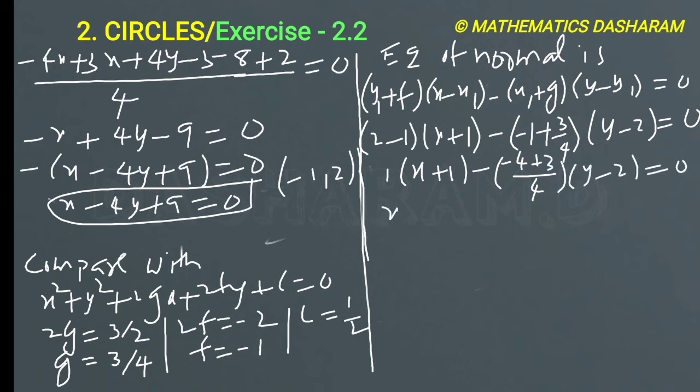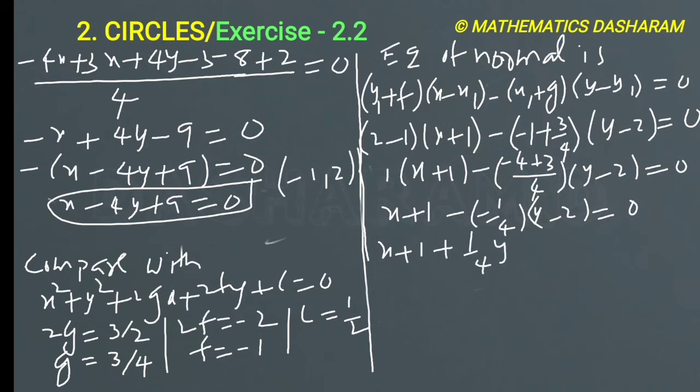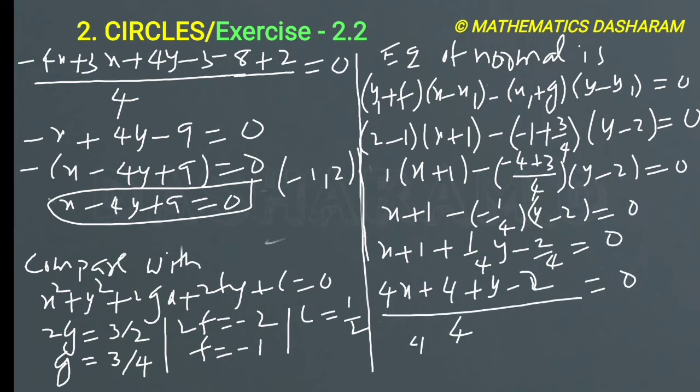1 into x plus 1 is x plus 1 minus, minus 4 plus 3 is minus 1 by 4 into y minus 2 equals 0. So then x plus 1, here minus of minus plus 1 by 4 into y, next 1 by 4, multiply, and so the equation of a normal is 4x plus y, 4 minus 2 is plus 2, equals 0.